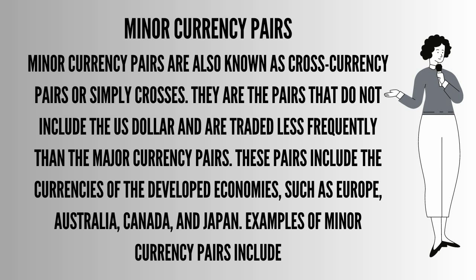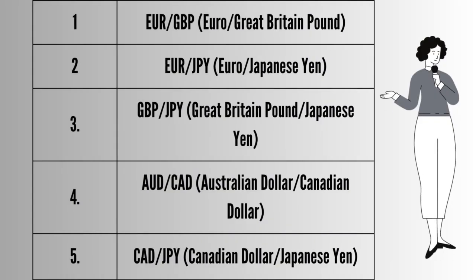Examples of minor currency pairs include EUR/GBP, Euro Great Britain pound; EUR/JPY, Euro Japanese yen; GBP/JPY, Great Britain pound Japanese yen; AUD/CAD, Australian dollar Canadian dollar; CAD/JPY, Canadian dollar Japanese yen.